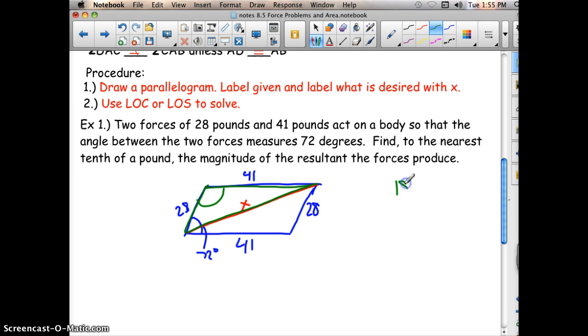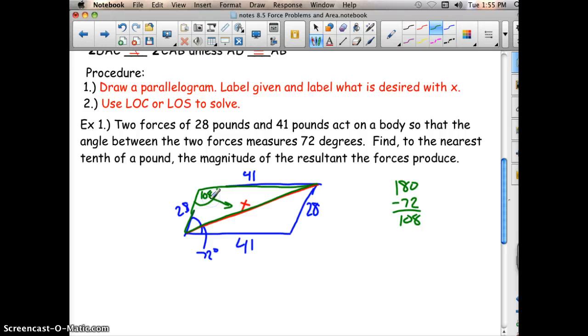All right, so 180 minus 72 is 108. That's how big this angle is here. Okay, so that's going to be kind of key. That's 108 degrees there. That was a little messy. We'll neaten that up a little bit. 108 right there. Okay, so now I have side angle side. That's going to lead me to believe I should use the law of cosines.